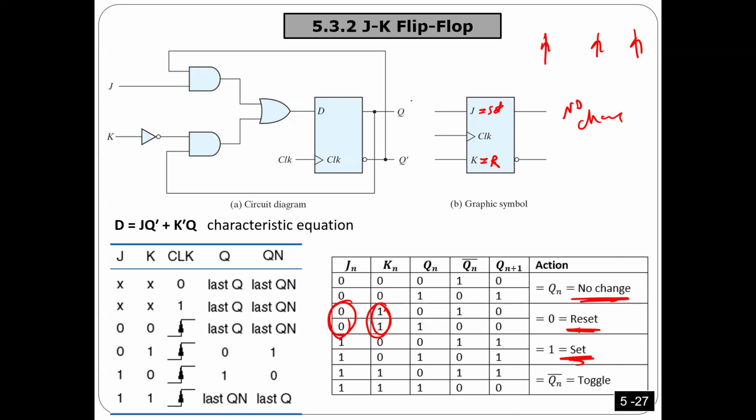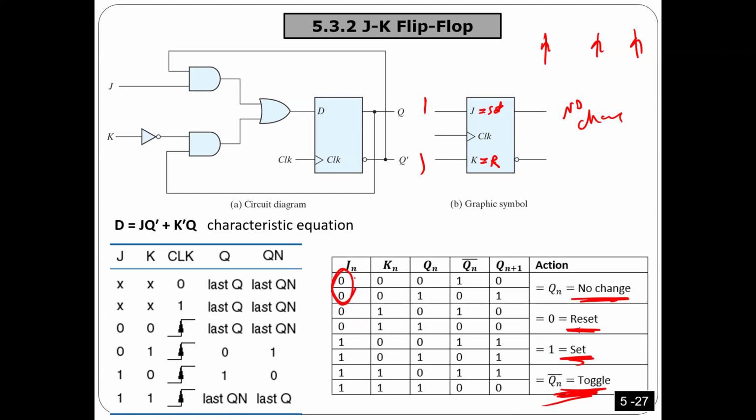Okay, what about the last case, 1, 1? Is that forbidden? No, we don't have anything forbidden here. So 1, 1 actually is gonna make a toggle. You know what toggle means? You complement the stored value. So if the flip-flop is storing 0, when you toggle, it stores 1. If the flip-flop is storing 1, when you toggle, it stores 0. Toggle.